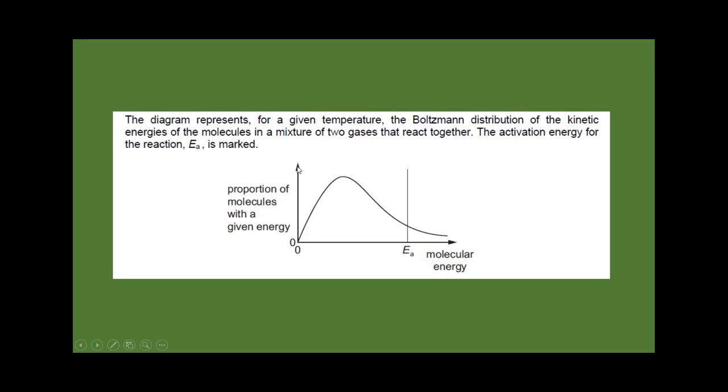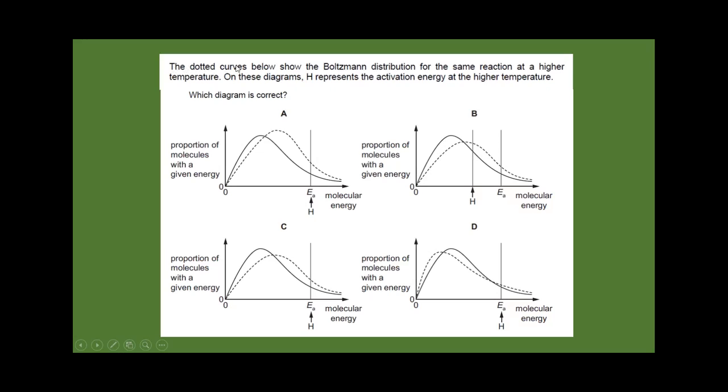So the y-axis represents the proportion of molecules with a given energy. The x-axis is represented by molecular energy. The dotted curves below show the Boltzmann distribution for the same reaction at a higher temperature. On these diagrams, H represents the activation energy at the higher temperature. Which diagram is correct? Let's look at A.